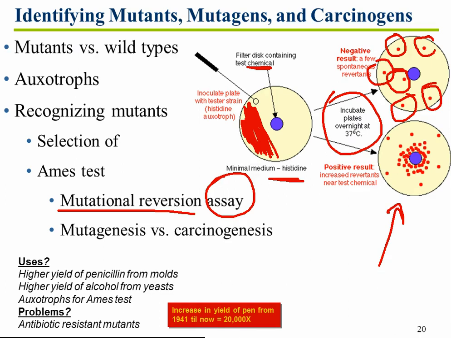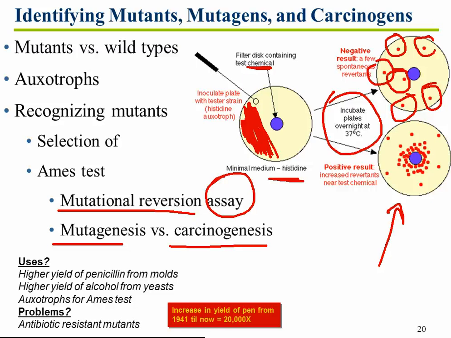Now, why do we care about mutagenicity? There is a high correlation between mutagenicity and carcinogenicity. So if an agent is mutagenic, it is likely it is carcinogenic, cancer-causing. Let me back up. If it's mutagenic in bacteria, it's probably going to be mutagenic in eukaryotic cells like humans, which means, again, because of that high correlation, it's going to be carcinogenic in human cells.